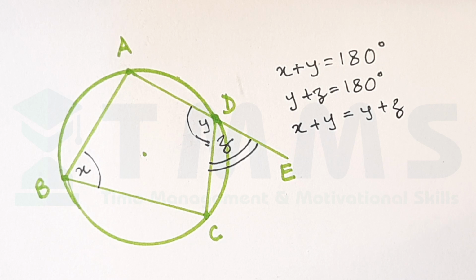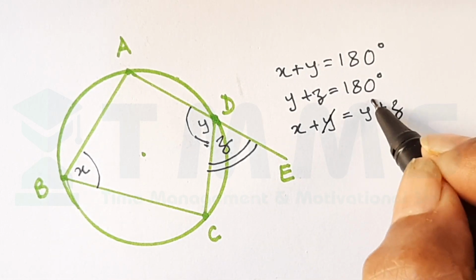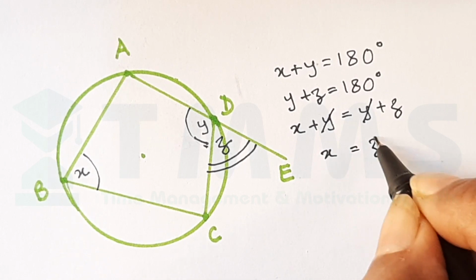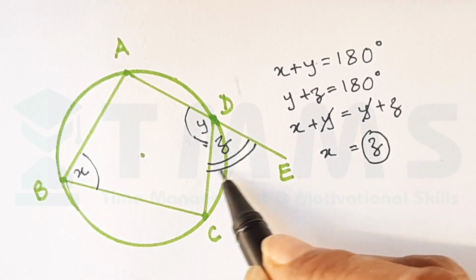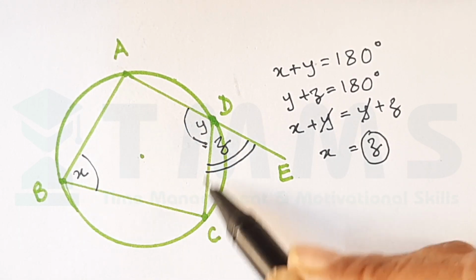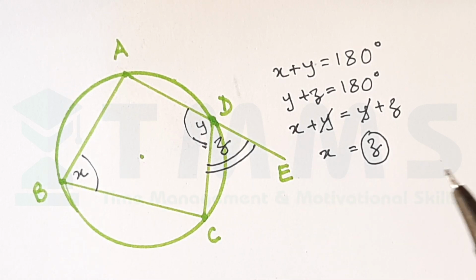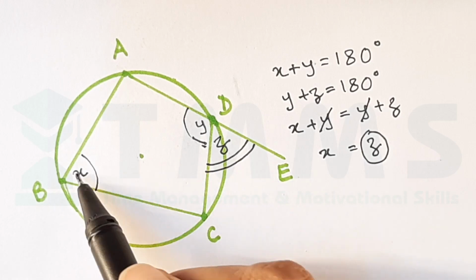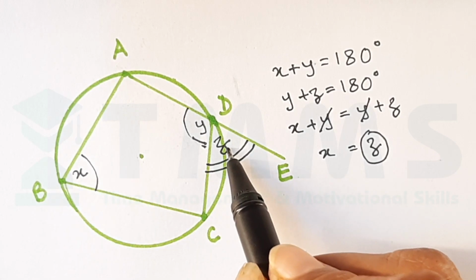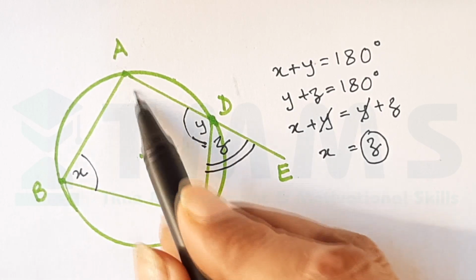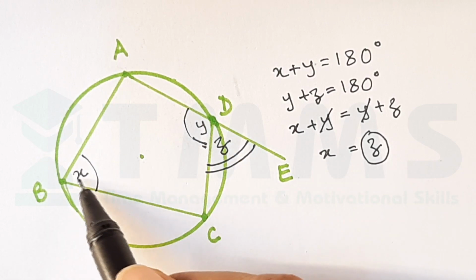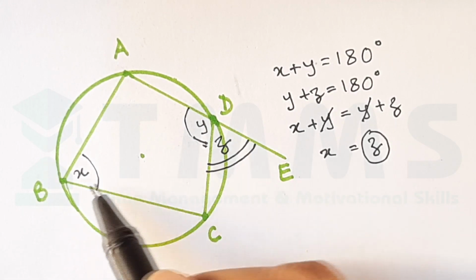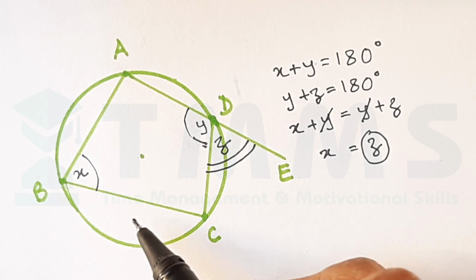Because both of them are equal to 180 degrees, cancel this y. And so you will have x equal to z. What is this z? Z is the exterior angle of the cyclic quadrilateral, and that is equal to this angle x. What is this angle x compared to this z? For z, it is the interior angle, but it is opposite to it. So z is the exterior angle and x is the interior angle.